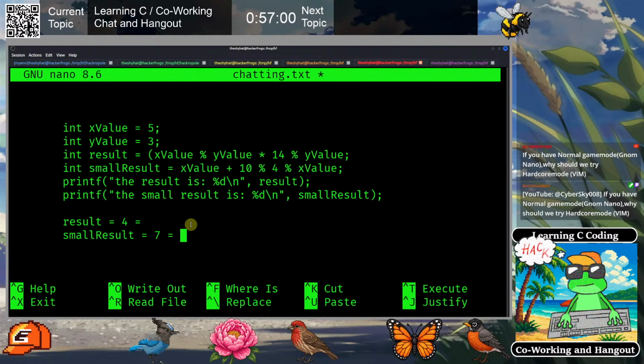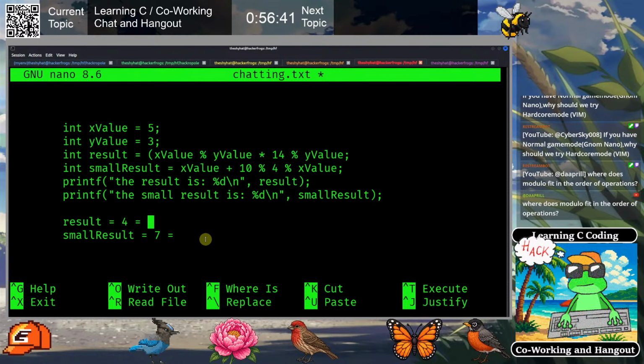Okay, Cybers guys, if you have normal game mode, no more Nano, why don't you try hardcore mode Vim? I mean, I might teach myself Vim in the future, maybe as a sub goal or something, or you know, if somebody donates a bunch of money and says learn Vim, I might say yes.